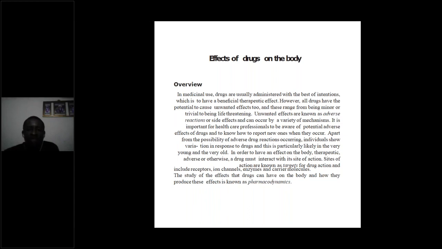But some unwanted effects can be very heavy. Some can lead to blindness. Some, their skin will be as if they were put inside fire. So the study of the effects that a drug has on the body and how they produce these effects, the unwanted reaction.